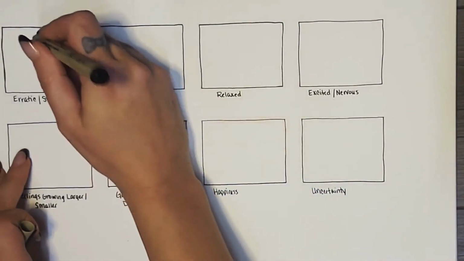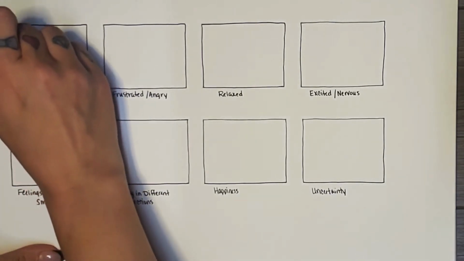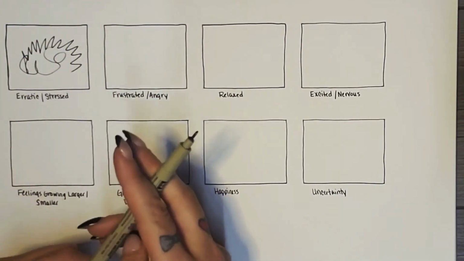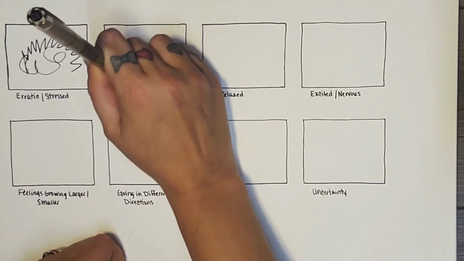Our first emotion we're going to be working on is the feeling of stress or being erratic. For this, you would use jagged zigzag lines mixed with smooth curved lines. The second emotion is frustration or anger, which would be a lot of layered scribbles.